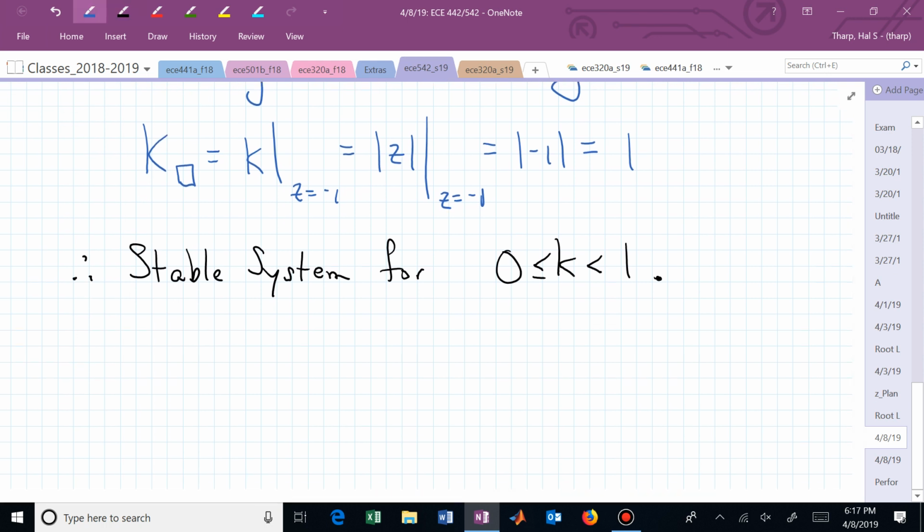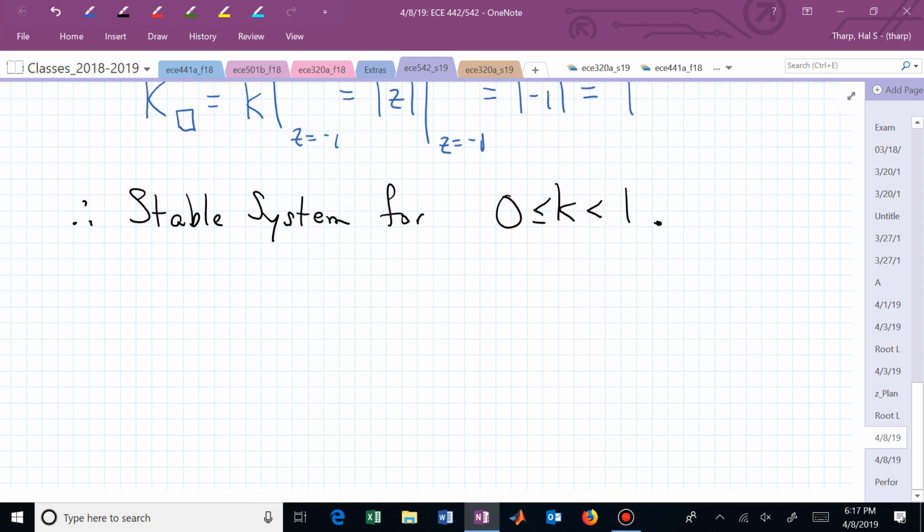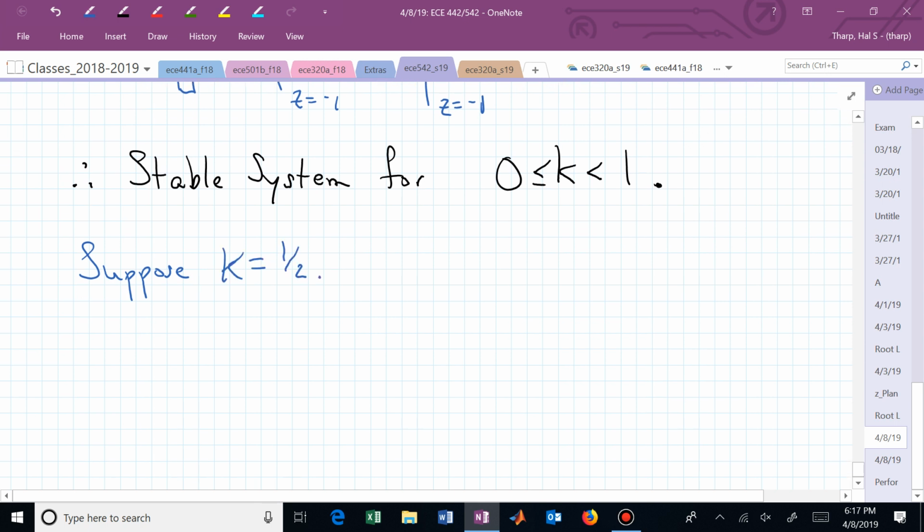Let's just pick a k. If I said pick a k that would stabilize the system, you now can pick any k you want between 0 and 1. Suppose k is equal to 1/2. Is the closed loop system stable for that k? Yeah, that's what we just derived. It's between 0 and 1, so we have a stable closed loop system.